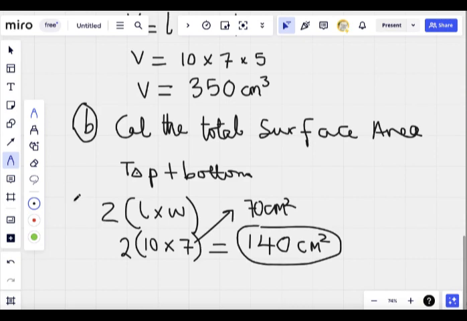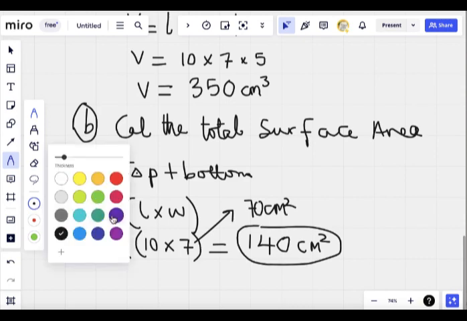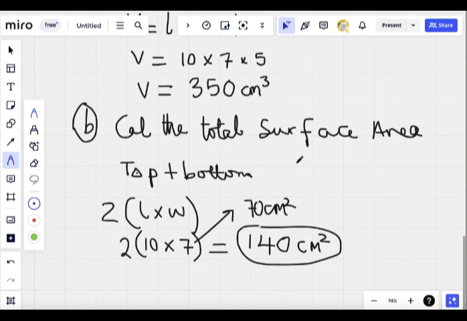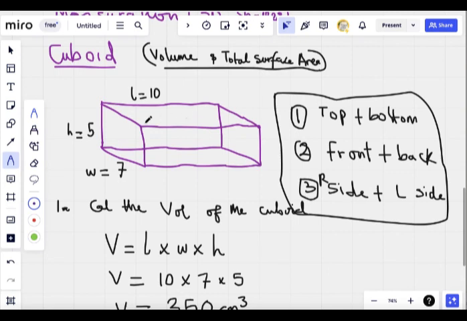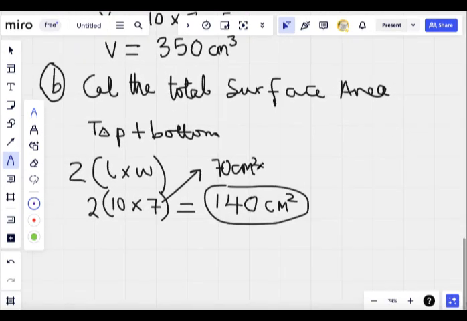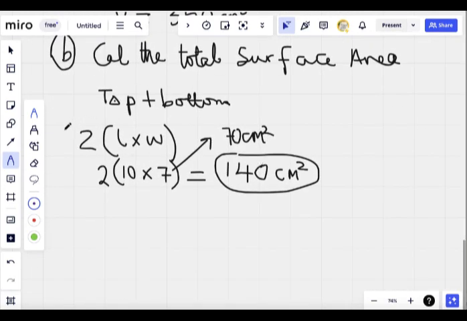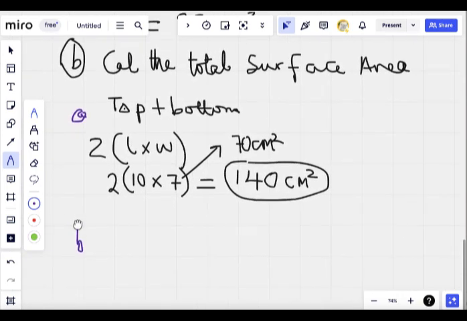Now let's do the front and the back. Here is the front one. It's also length, but the other side is called the height, because this is the front. It's length multiplied by the height. So for front and back, this is segment A, and this one now is segment B. Front and back.